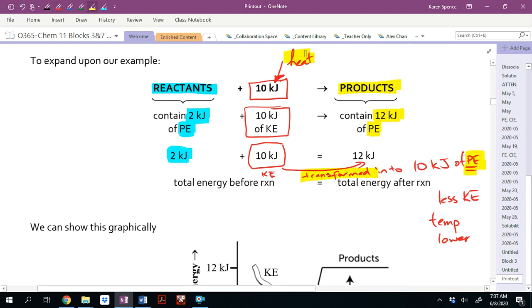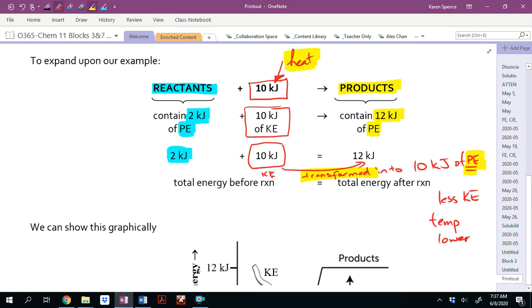So we had heat, and now after the reaction, it has been transformed. It's no longer heat, it is now potential energy. So we had heat, and now we don't have heat. So this reaction is actually going to get colder. Sounds weird. You add heat and it gets colder. Well, what's happening is you're not really adding heat. What you're doing is the reactants are sucking heat out of their environment.